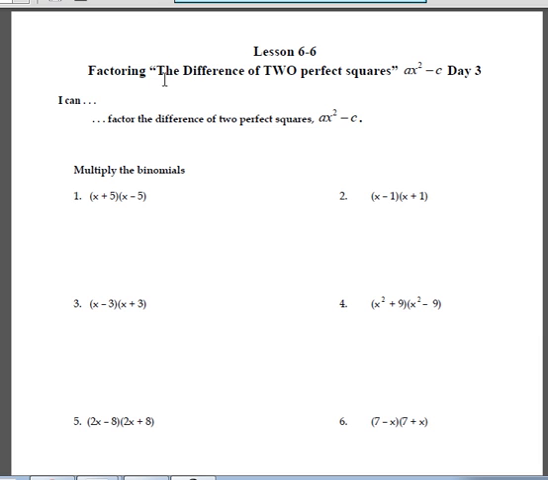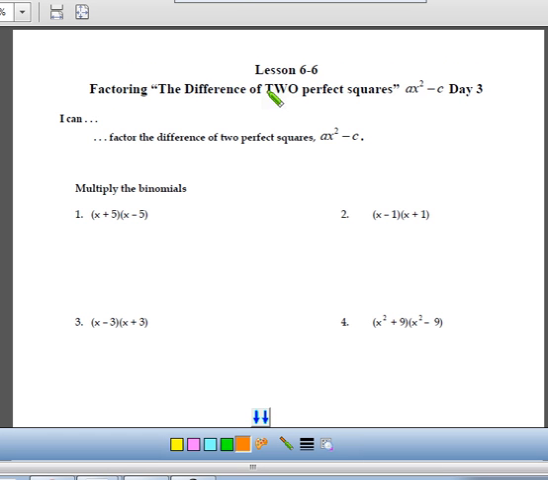This lesson is factoring the difference of two perfect squares. This is a very interesting lesson and interesting form of factoring. We're going to be dealing with polynomials that look like this: ax squared minus c. A and c are going to be some integers or some numbers. So our learning target: I can factor the difference of two perfect squares, and it looks like this.